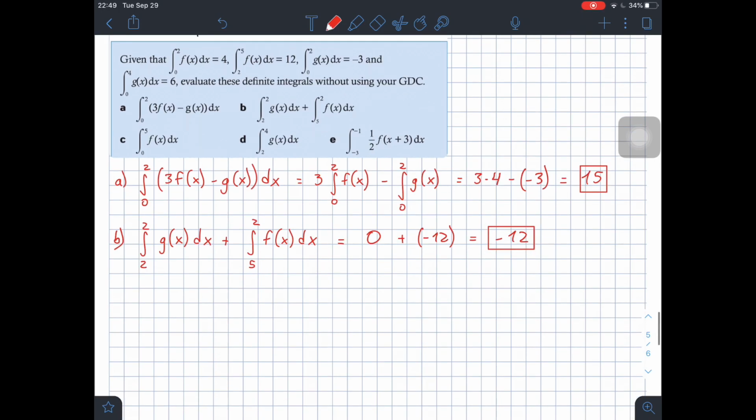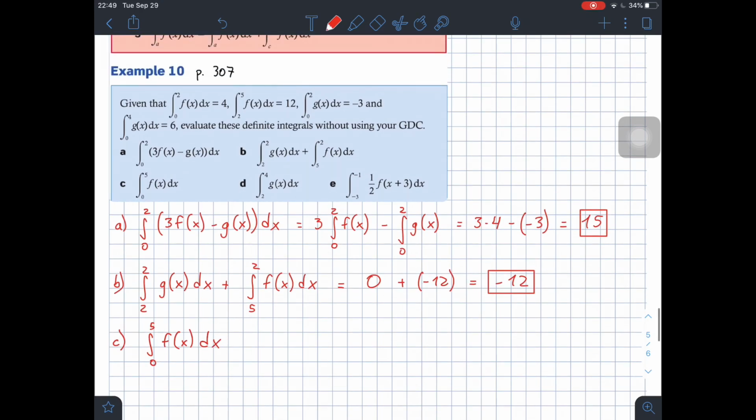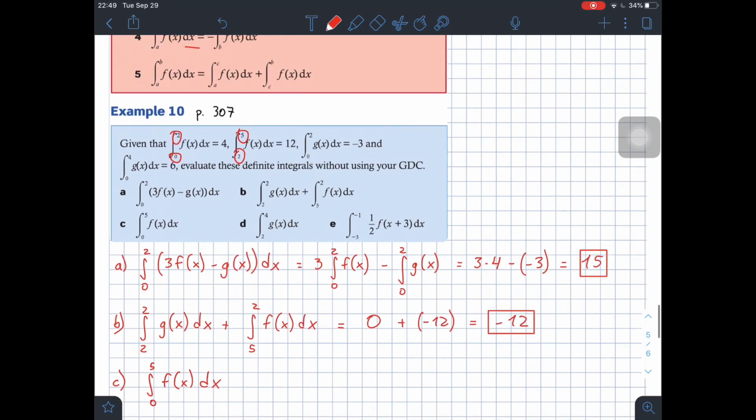Okay. Then we have part C, which says integral from 0 to 5 of f of x dx. Okay, so we look at our information, and we do not have integral from 0 to 5. We have from 0 to 2 and from 2 to 5. So maybe if we apply this property over here, we would be able to find the integral from 0 to 5, right? Because we have the two parts that compose that integral, right?